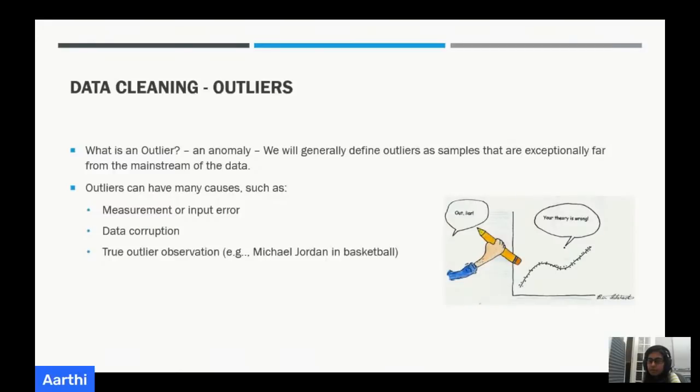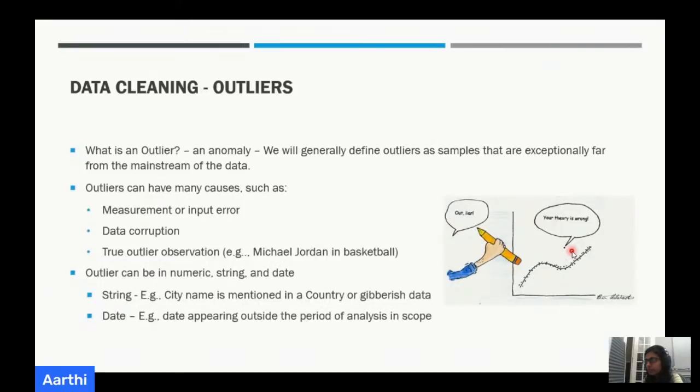Of course, the other problem, as this picture shows, is that when you try to fit your data, an outlier might skew it and take the model prediction accuracy for a toss. So this is why you need to treat the outliers.